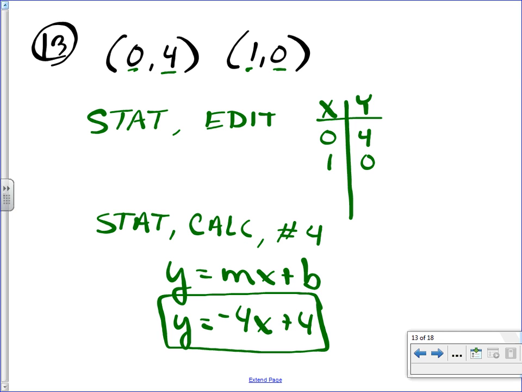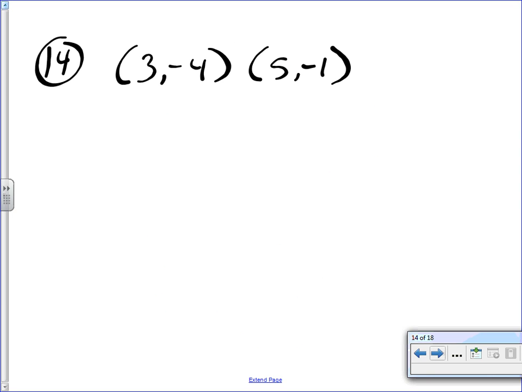All right, so you could do the same thing with this one right here. Let me give you a second. Go ahead and put that one in your calculator. Stat, edit. Change those numbers that we just typed in. First numbers should be 3, 5. That's under the x column. Negative 4, negative 1 is under the y column.